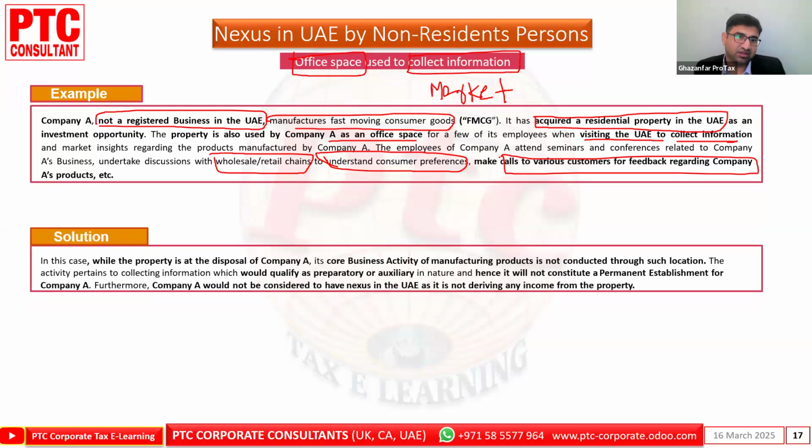Okay, let's see directly. In this case, the property is at the disposal of company A. The first part is saying the property at disposal of company A is core income generating, but the product manufacturing is not conducted through such location. So is the SIGA applicable or not? The activity pertains to collecting information, which would qualify as preparatory or auxiliary in nature. Hence, it will not constitute a permanent establishment for company A. Furthermore, company A would not be considered to have nexus in the UAE as it's not deriving any income.